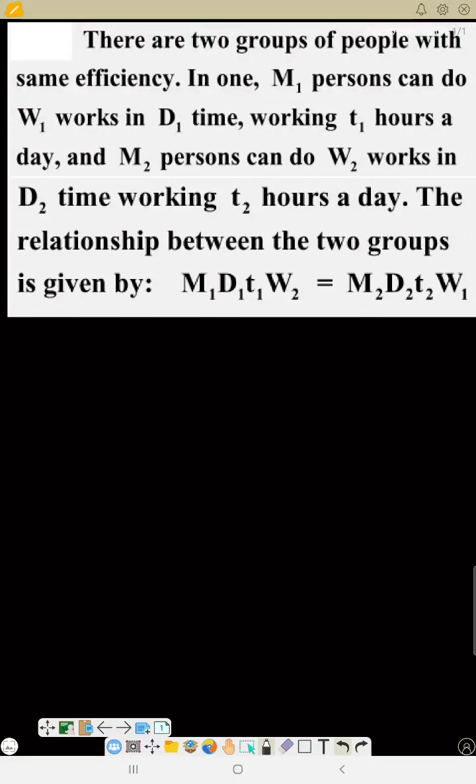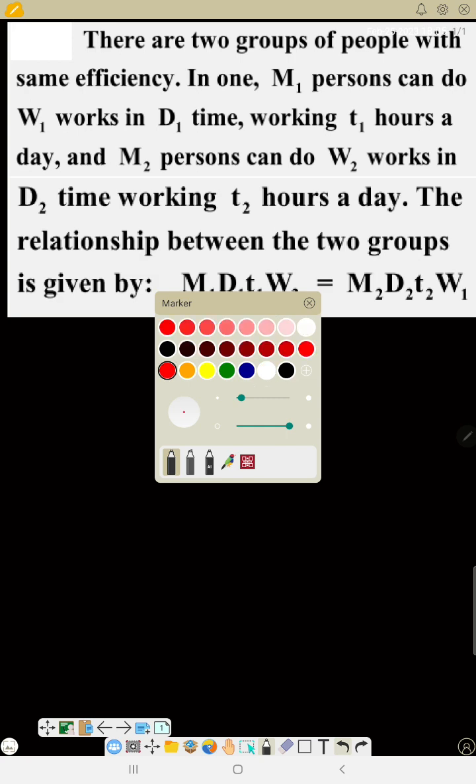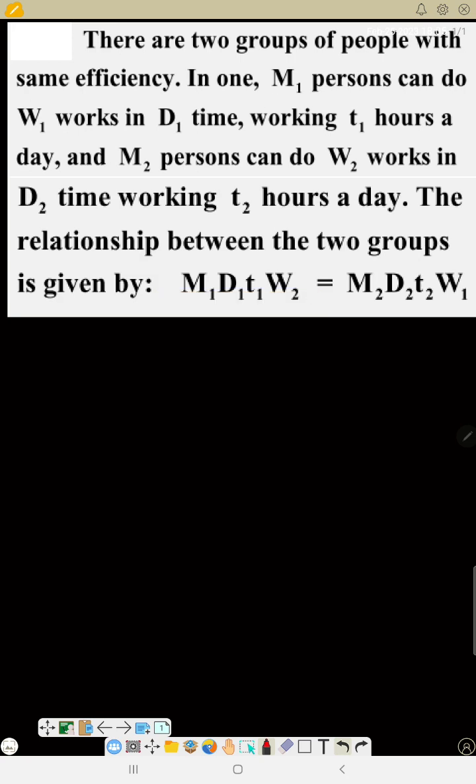So let's talk about time and work. Now, there are two groups of people with the same efficiency. In the first group, M1 person or persons, that is, it may be one or more, can do W1 work in D1 time, working T1 hours a day.